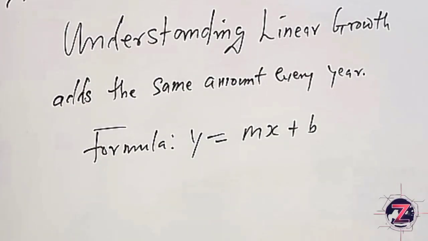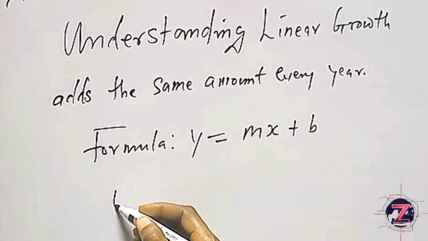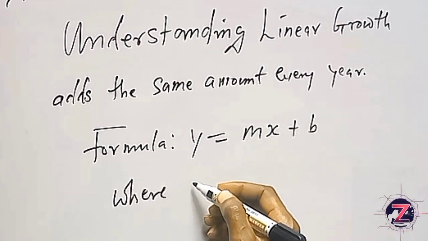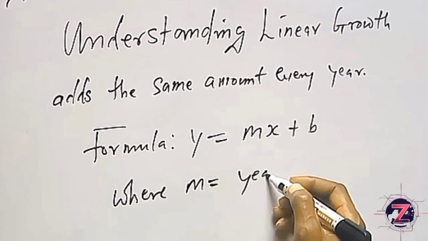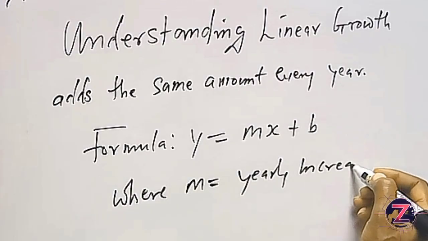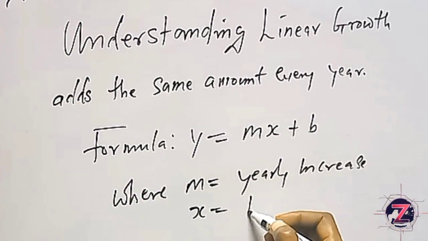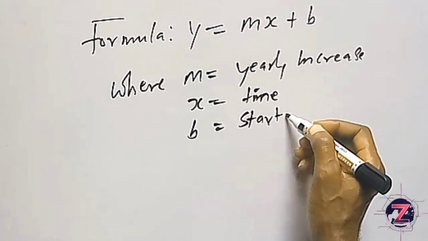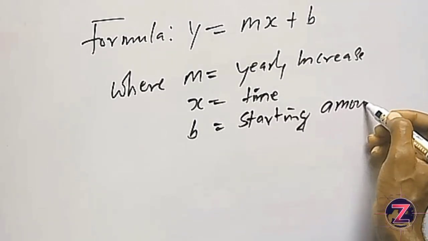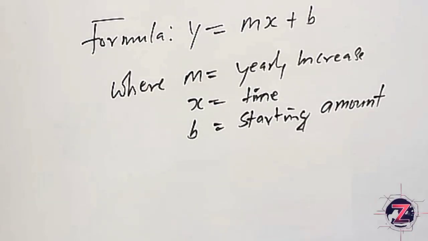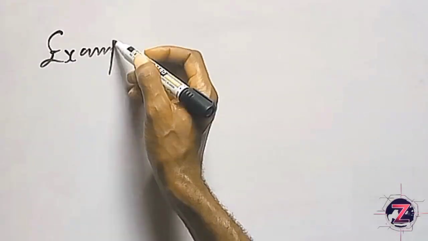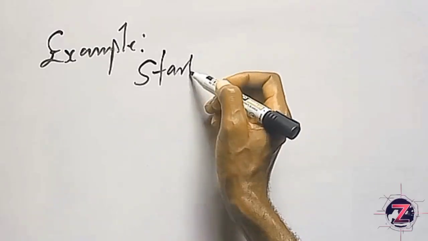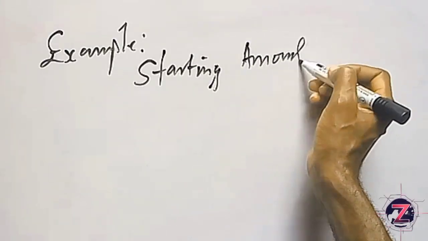You can see on your screen the formula for linear growth. Y is equal to mx plus b, where m is equal to yearly increase and x equals the time, whereas b is the starting amount with which that financial involvement was started. Take for example, starting amount is equal to $100,000. Annual increase is equal to $20,000.